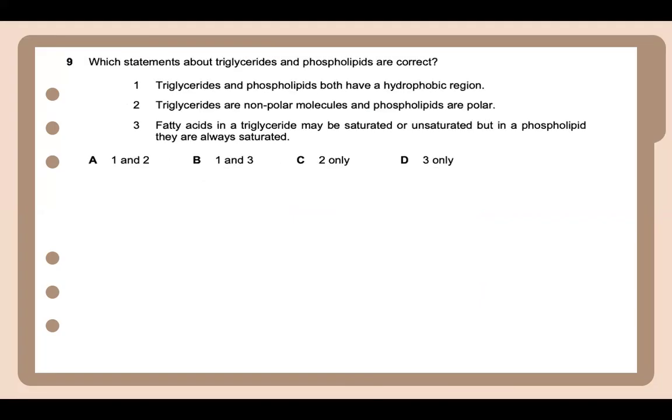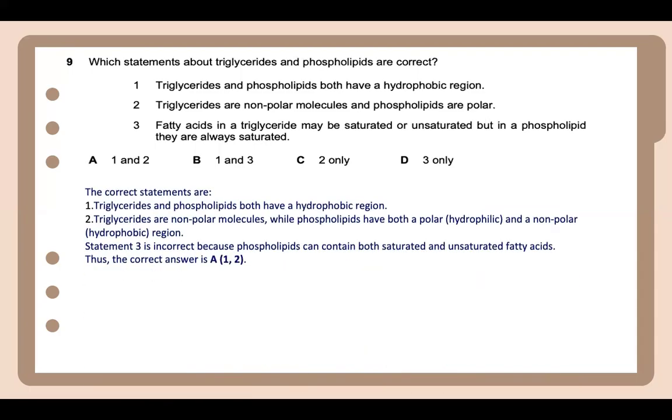Which statements about triglycerides and phospholipids are correct? The correct statements are 1 and 2. 1, triglycerides and phospholipids both have a hydrophobic region, and 2, triglycerides are non-polar molecules, while phospholipids have both polar hydrophilic and non-polar hydrophobic regions. Statement 3 is incorrect because phospholipids can contain both saturated and unsaturated fatty acids.